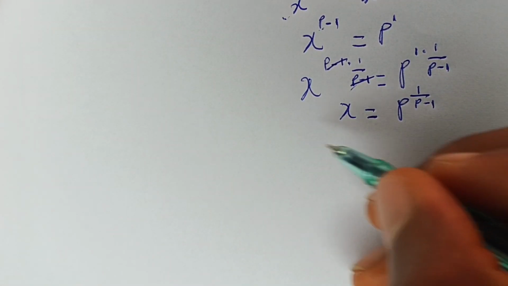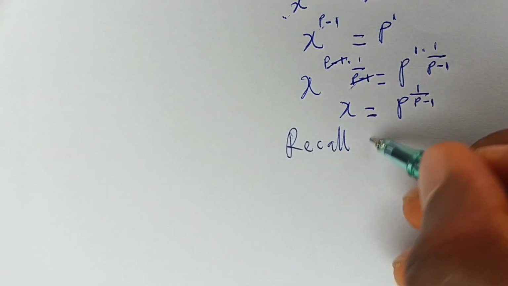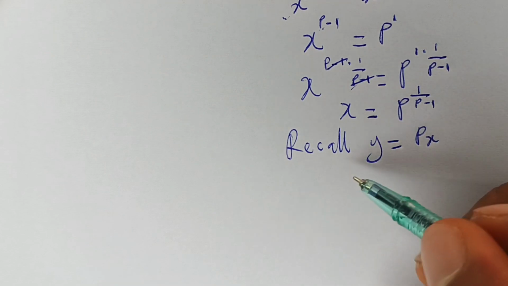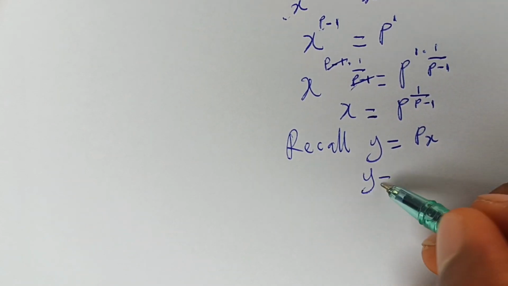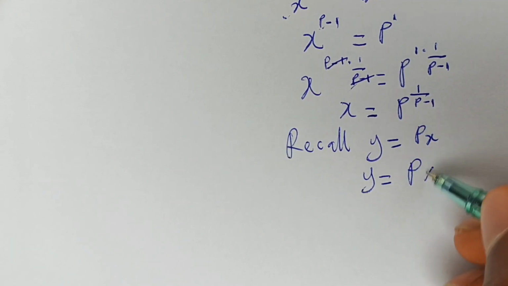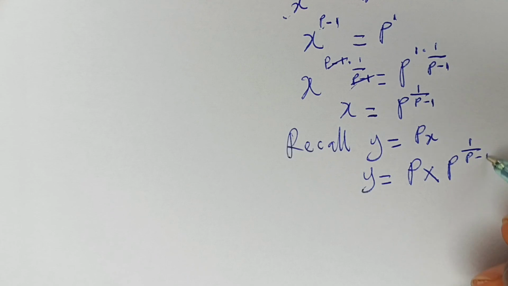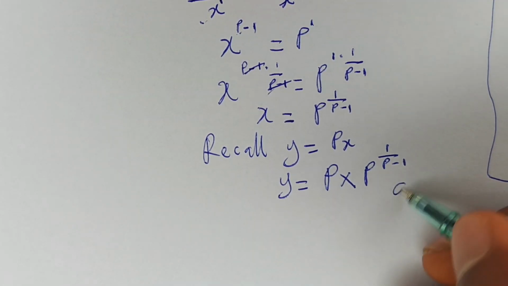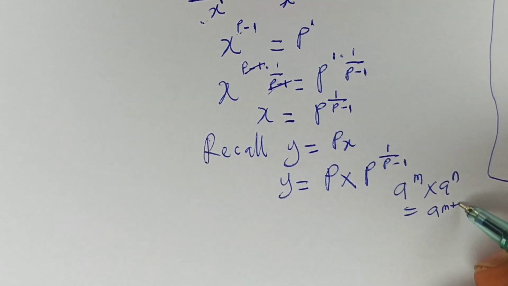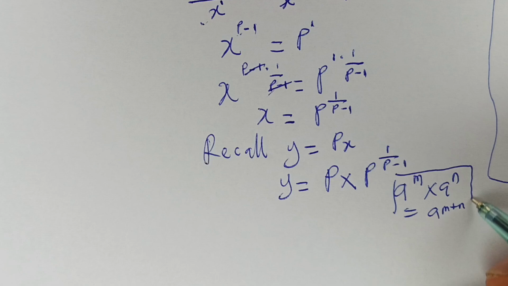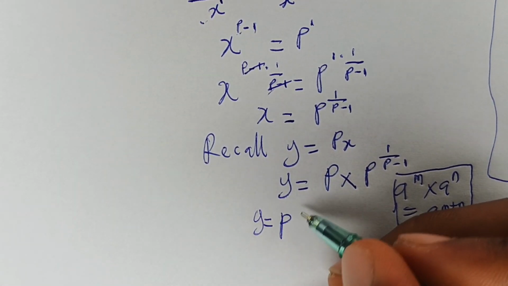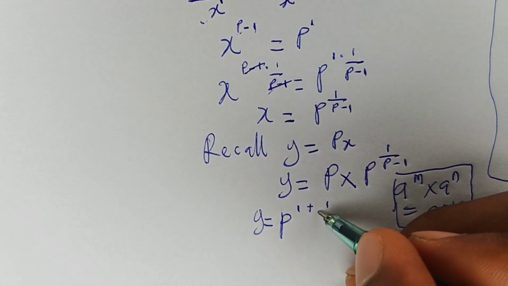Now, moving on, recall that y is equal to px. Hence, from here, y will now become, what is x? x is p raised to the power 1 over p minus 1. So we have p multiplied by p raised to the power 1 over p minus 1. Remember the law of indices states that a raised to the power m times a raised to the power n becomes equal to a raised to the power m plus n. Now we're going to apply that here. So we will have y equal to p all raised to the power 1 plus 1 over p minus 1.